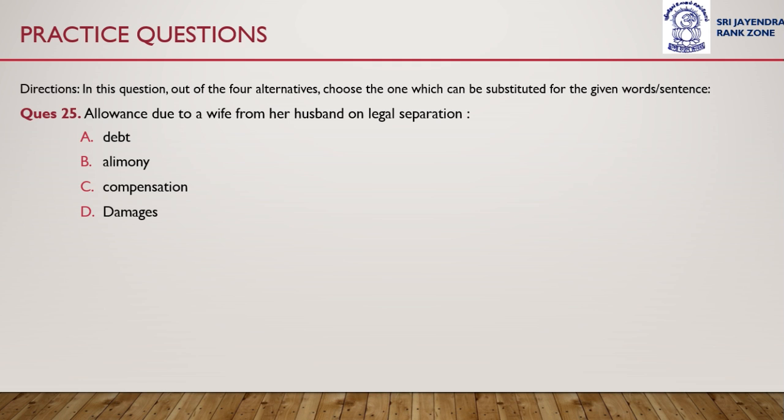Correct answer is option B, alimony. Alimony is a word which is used for allowance given to a wife upon legal separation from her husband. The husband has to pay this monthly or yearly fee, or a one-time fee, in order to provide for the estranged wife. So option B, alimony, is the correct option.